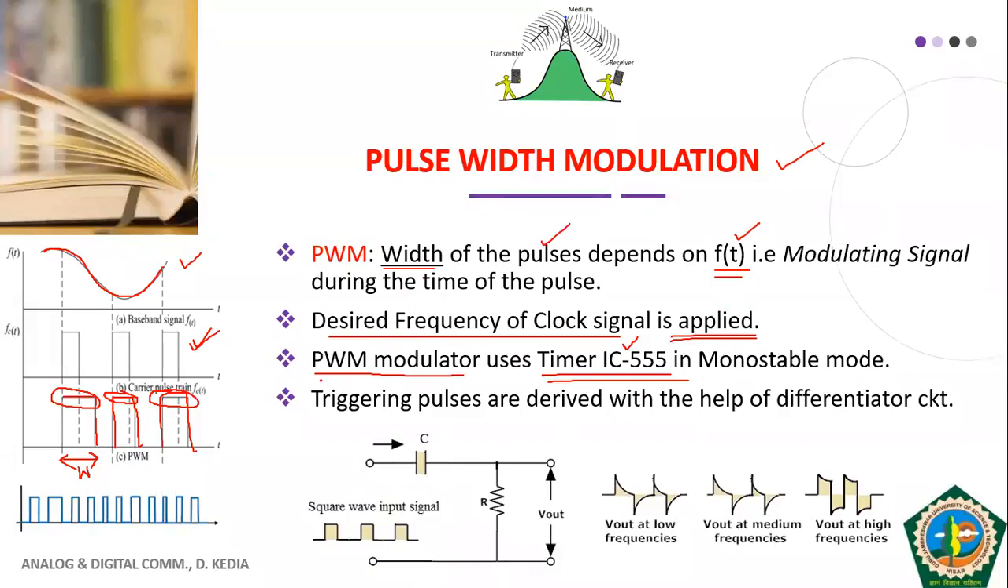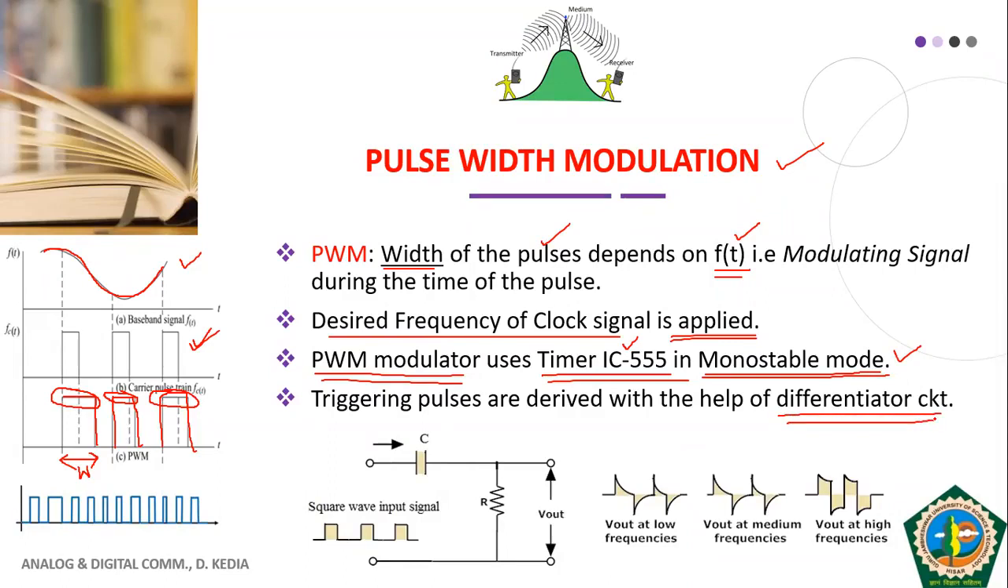So in the PWM modulator circuit, your IC 555 timer IC will be operated in the monostable mode. I'll tell you what is the meaning of monostable mode. Okay, so before we move into the working of the IC 555 timer, we should know what is the job of the differentiator circuit in this PWM modulator circuit.